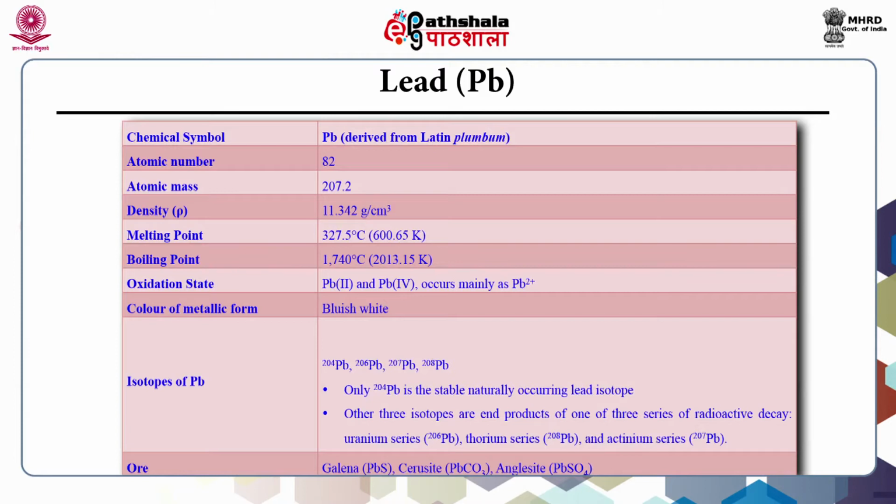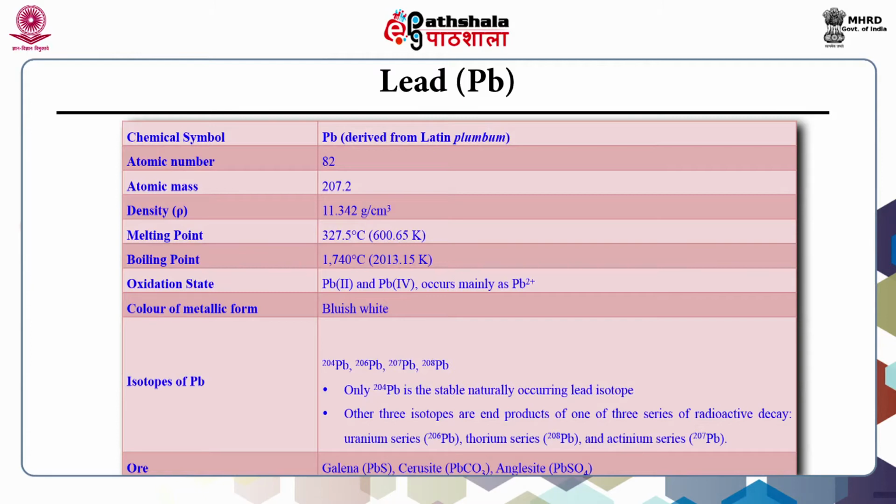1740 degrees Celsius. Lead exists in two oxidation states, that is Pb2+ and Pb4+, but it mainly occurs as Pb2+. As far as the color of lead in metallic form is concerned, this is bluish white. If we come to the isotopes of lead, it has 4 common isotopes: Pb204, Pb206, Pb207 and Pb208. Only Pb204 is the stable naturally occurring lead isotope.